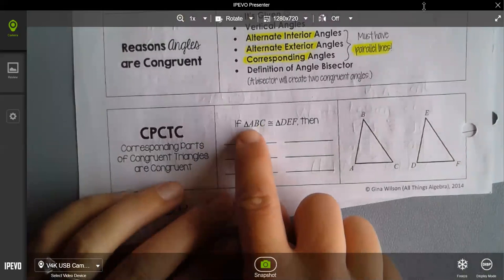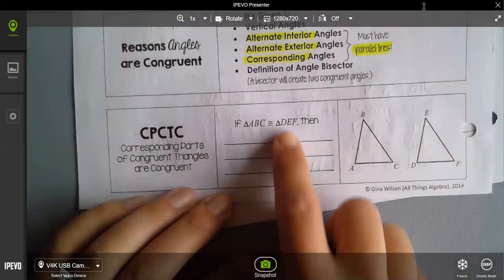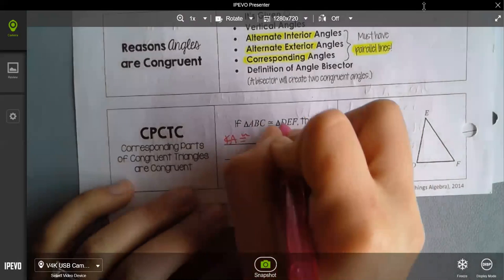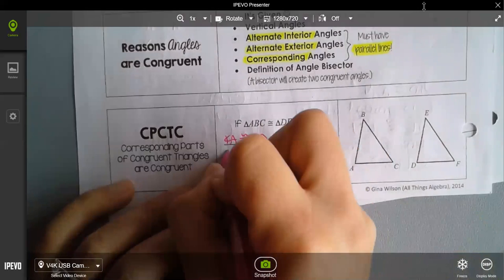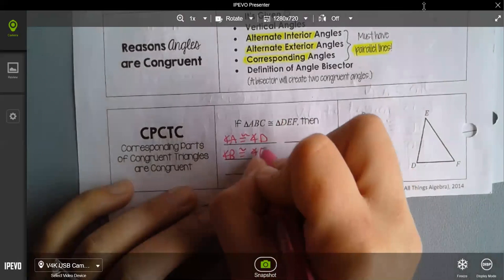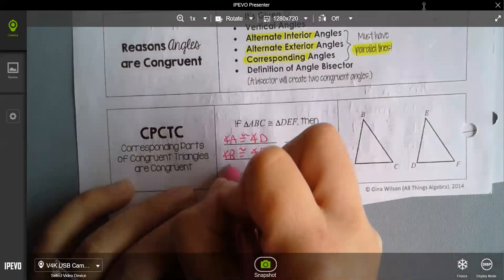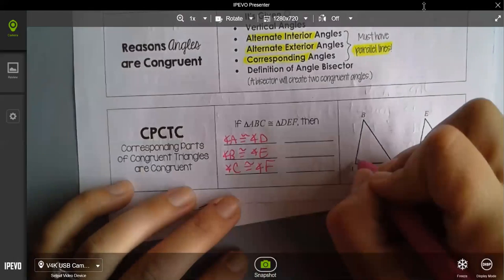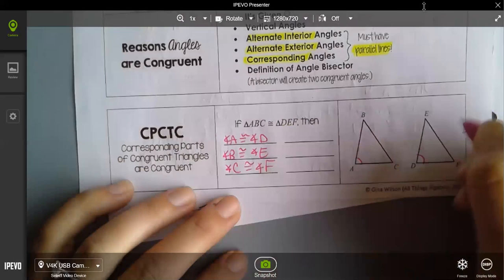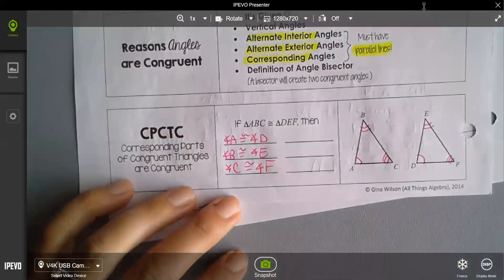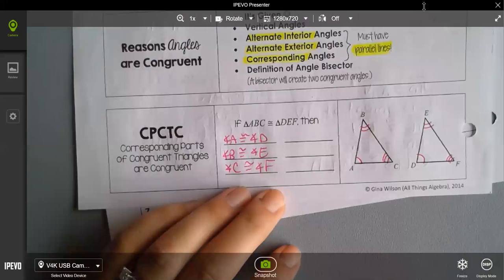So if ABC is congruent to DEF, that means that angle A is congruent to angle D. It means that angle B is congruent to angle E. And it means that angle C is congruent to angle F. So 1 and 1, 2 and 2, 3 and 3. So those corresponding angles. Well, we can do sides as well.